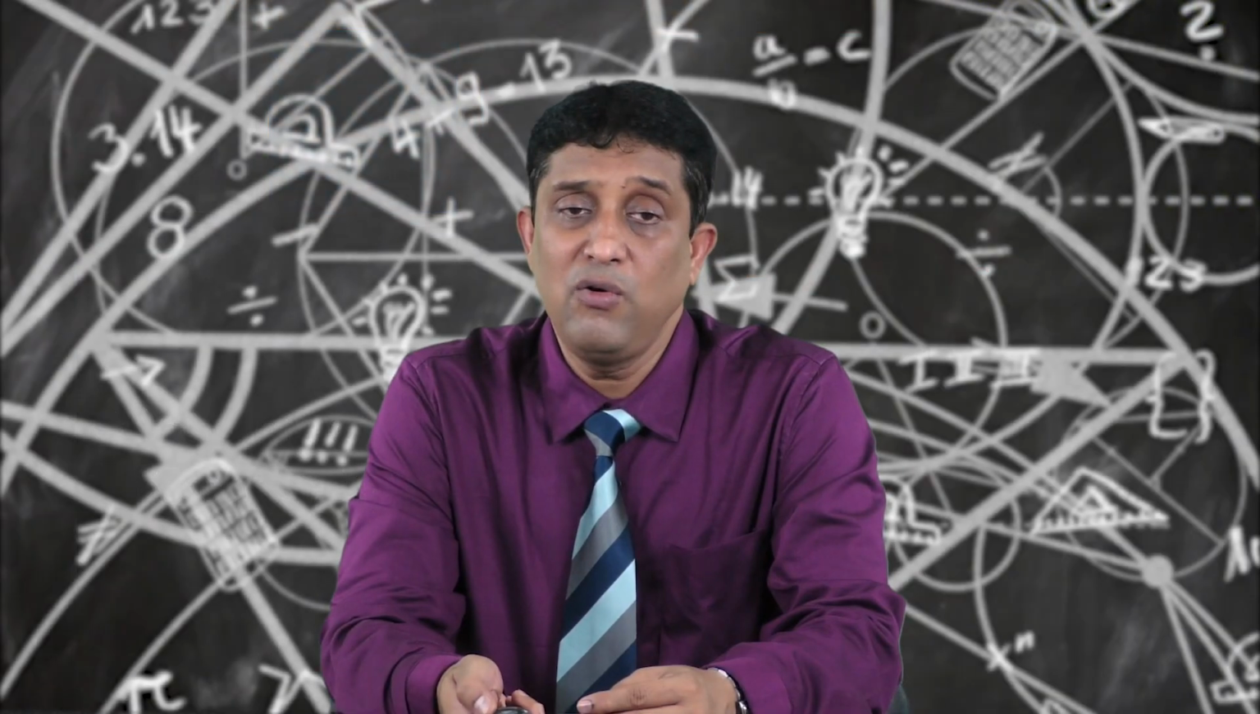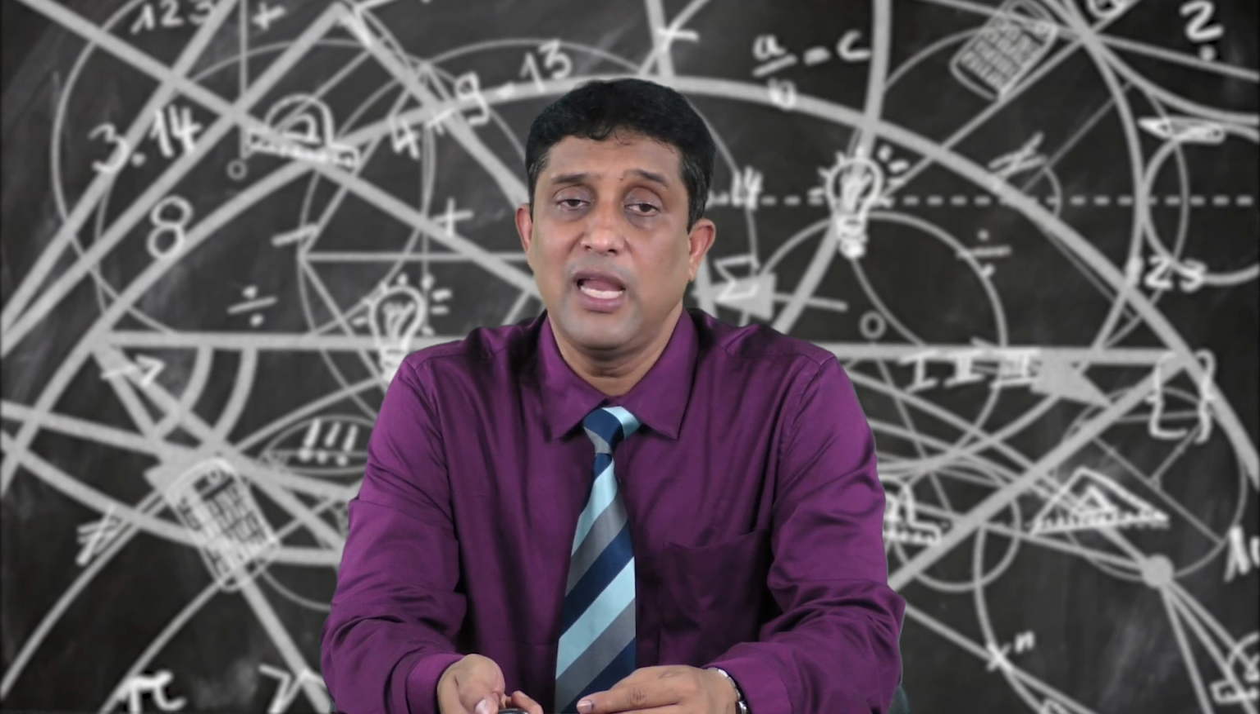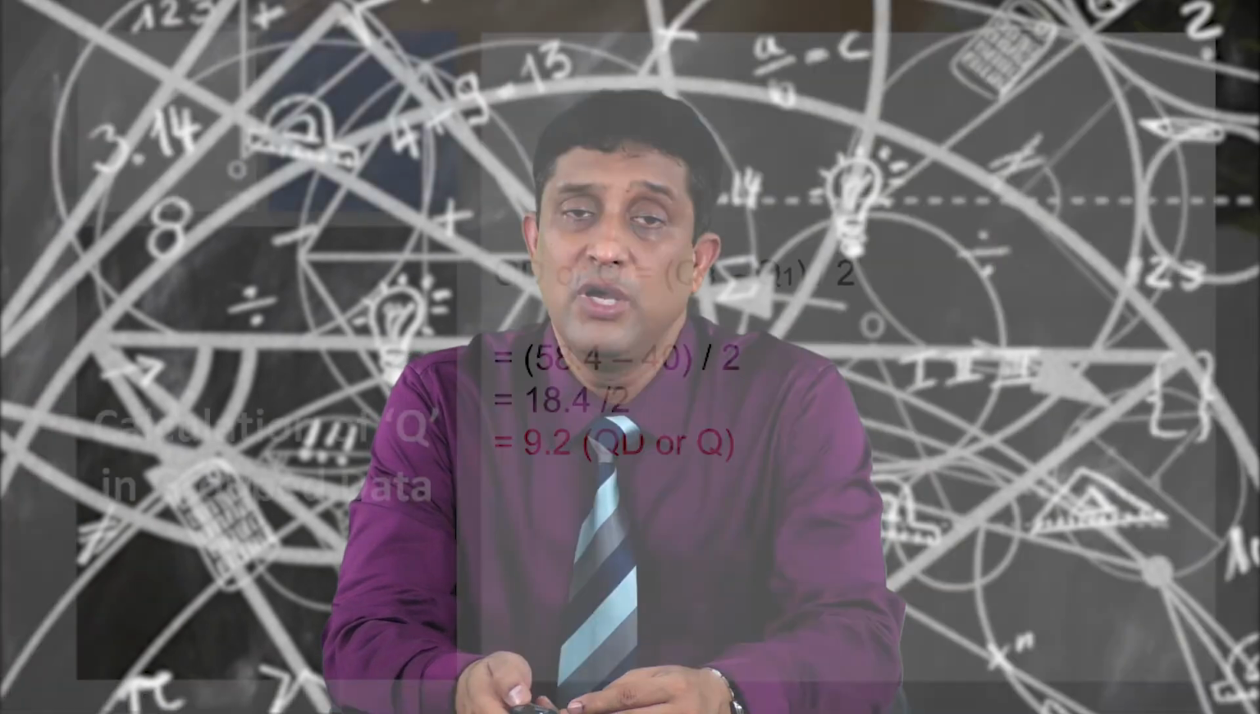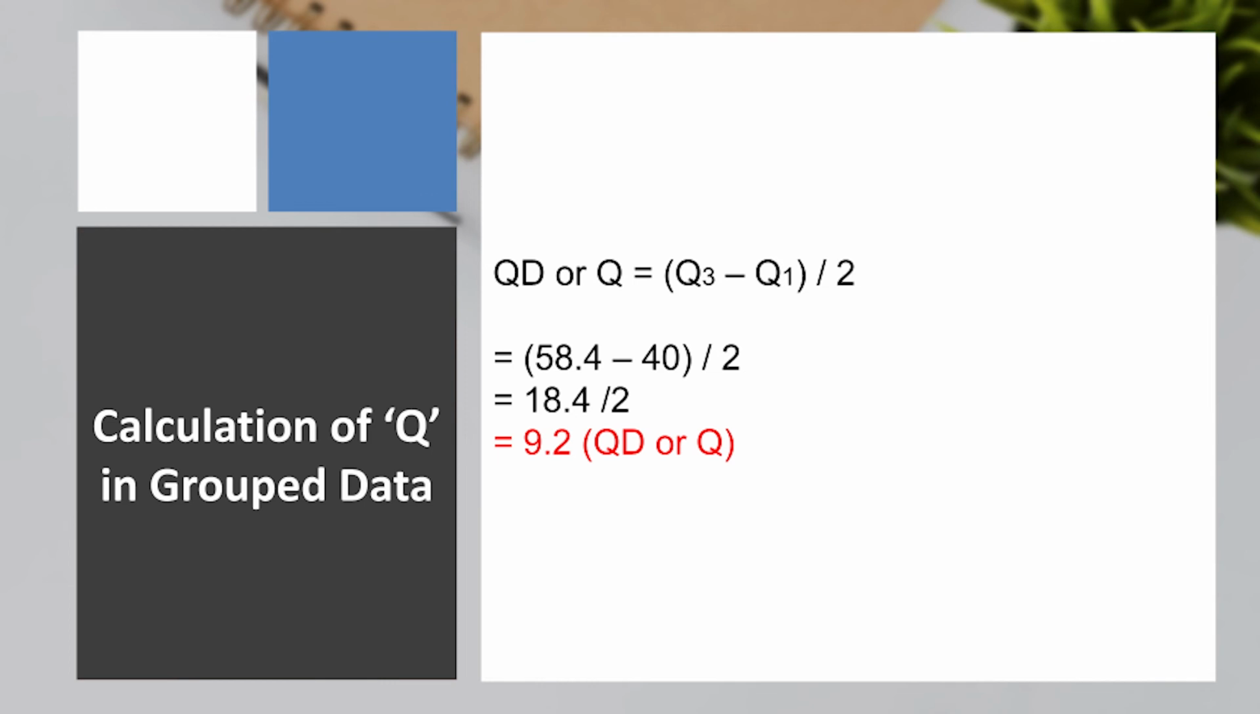So friends, now you have the first quartile and the third quartile. As per the formula, this is (Q3 minus Q1) by 2. Q3 is 58.4 and Q1 is 40. So 58.4 minus 40 is 18.4, divided by 2 is equal to 9.2. So friends, the quartile deviation, or Q, is 9.2 here.